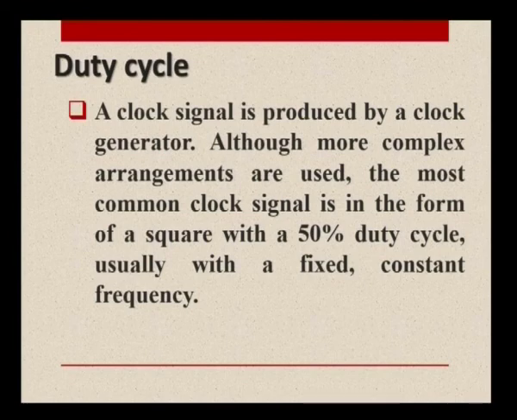A clock signal is produced by a clock generator. Although more complex arrangements are used, the most common clock signal is in the form of a square wave with a 50% duty cycle, usually with a fixed constant frequency.